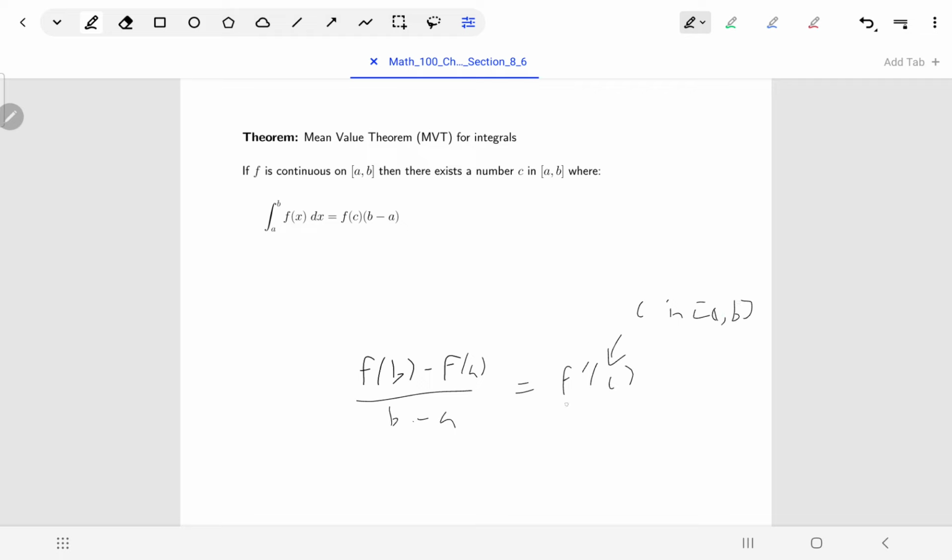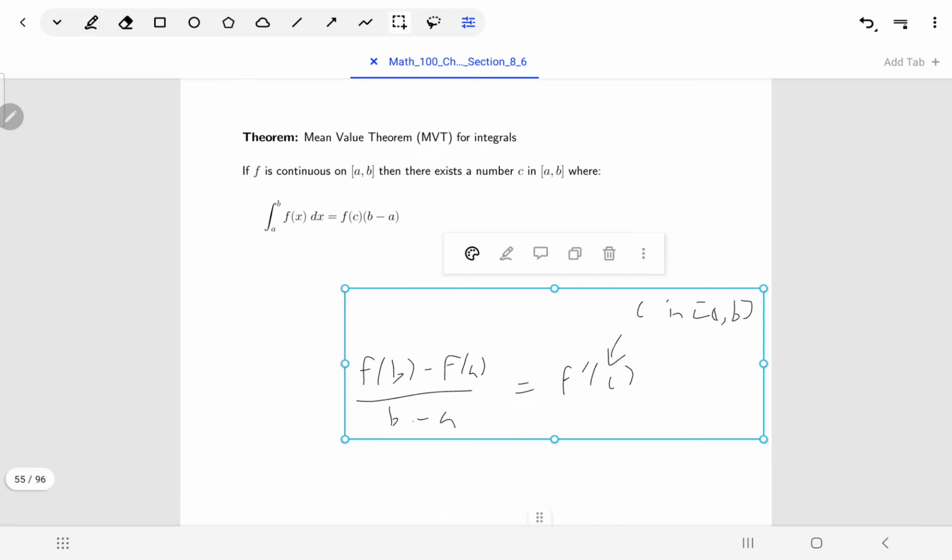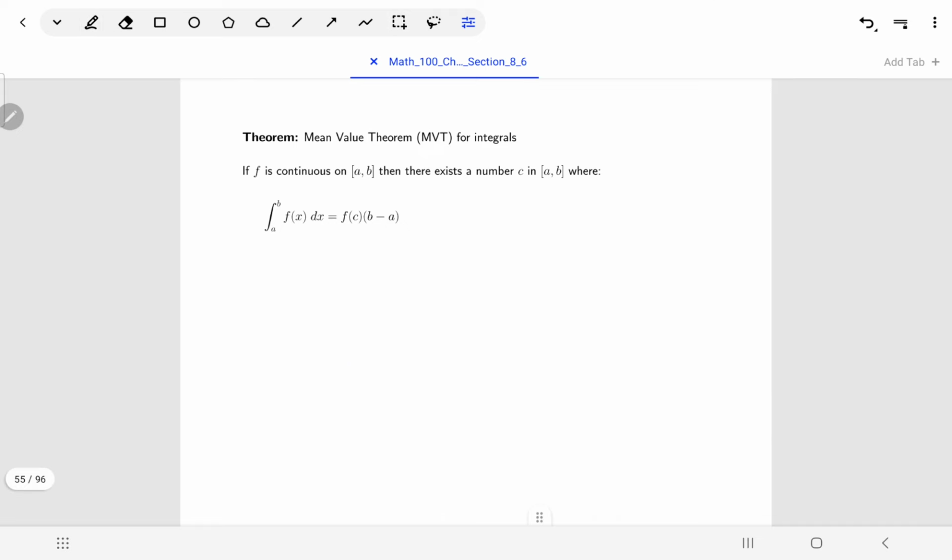We were guaranteed that at some point the actual, instantaneous rate of change would be the same as the average rate of change. And the fact that we were talking about an average was the reason it's called the mean value theorem. Remember, a mean is just another name for an average. This one, though, is related to integrals.